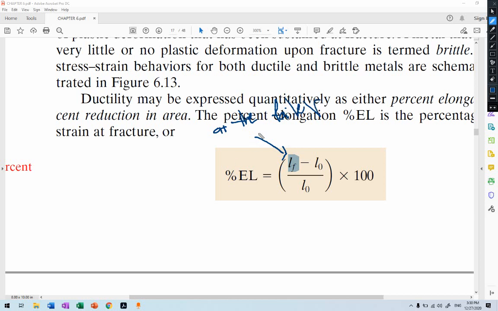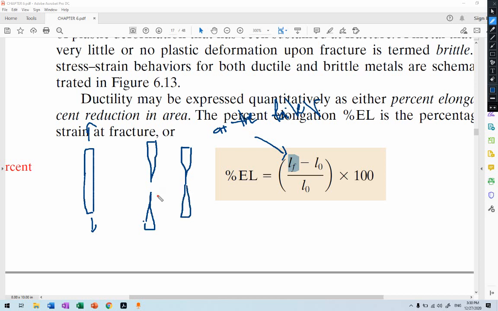I wish that we had the lab to see this. What will you do? For example, you have the material in the beginning, like this. You apply the load. The material will deform something like this, and at one point, when the test is over, it will break like this. Then you bring the two pieces back together. You cannot bring it back to the original, but you simply put them back together like this in order to calculate the final length.